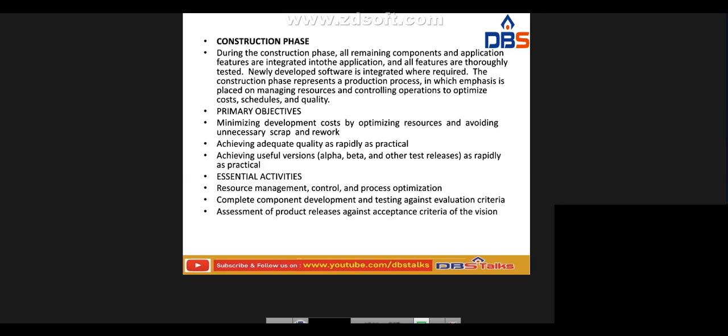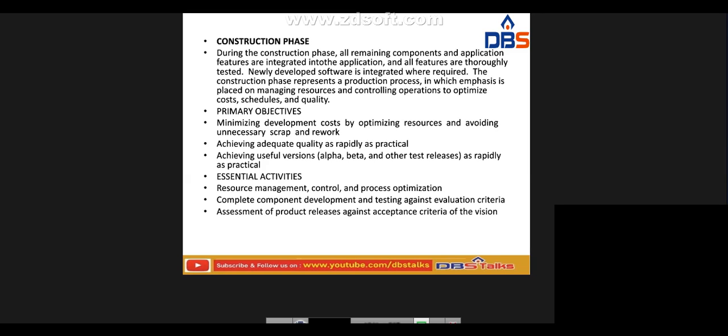So what are the essential activities? That is resource management, control and process optimization, complete component development and testing against evaluation criteria. When we go for the assessment of product releases against acceptance criteria of the version, these are the essential activities of the construction phase.